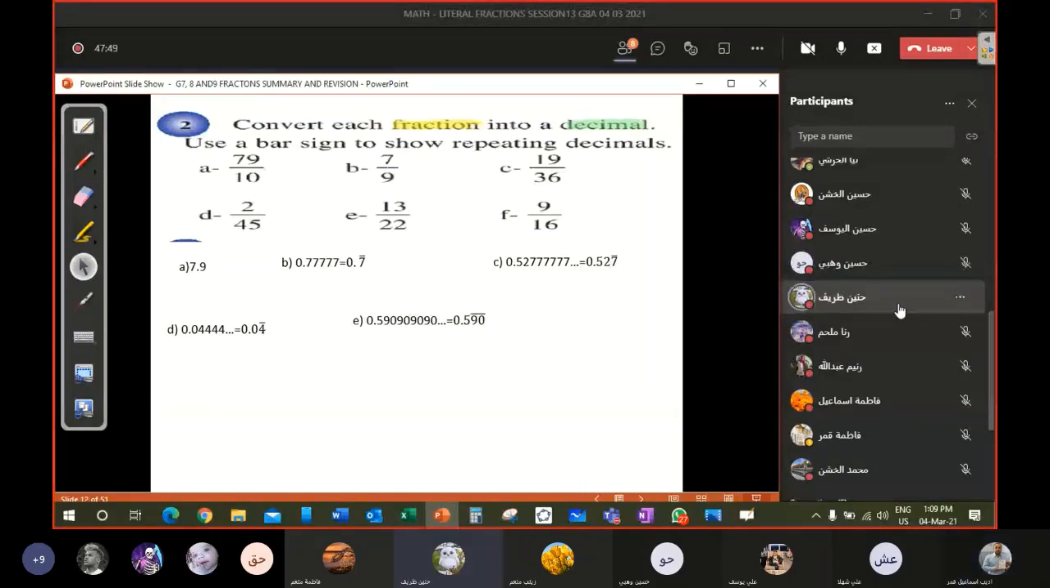9 over 16 equals 0.5625, a decimal number. Very good. 0.5625 is a decimal number. Okay.